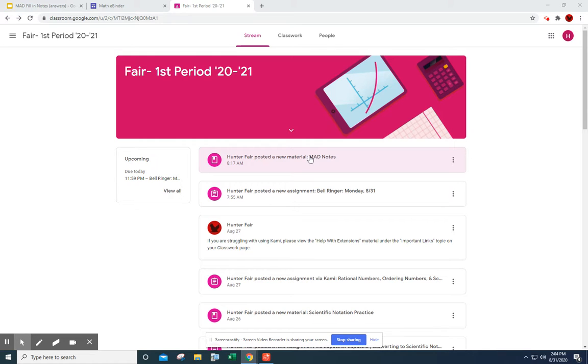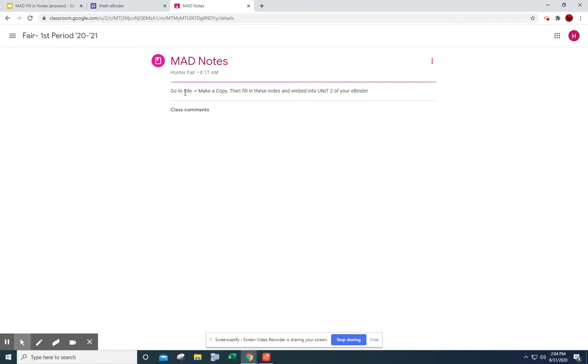The notes today are the MAD notes. When you open it up, you're going to open the notes, and then you'll make a copy. Go to File, then make a copy, and you'll be able to fill those notes out. Then we're going to put it into the unit 2 of our binder. So when you open that up, you'll go to the top, you'll make a copy.